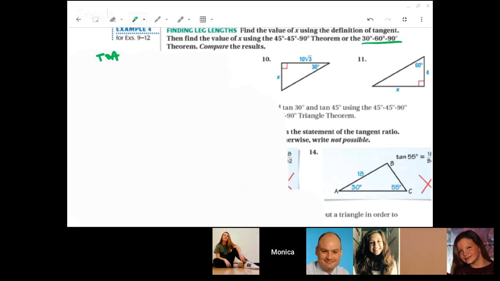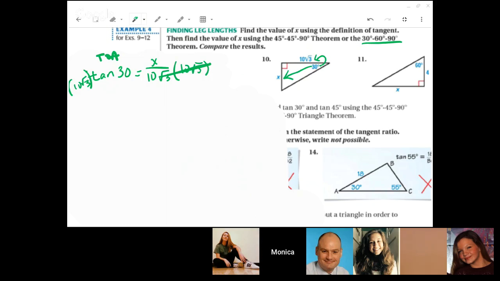Tangent equals opposite over adjacent, okay? So we have 30 degrees, right? So our opposite side is x, and our adjacent side is this. So we're going to say tan of 30 equals x over 10 square root 3. Now to solve for that, since we're dividing by 10 square root 3, we have to multiply both sides by 10 square root 3. Okay, so those cancel out.